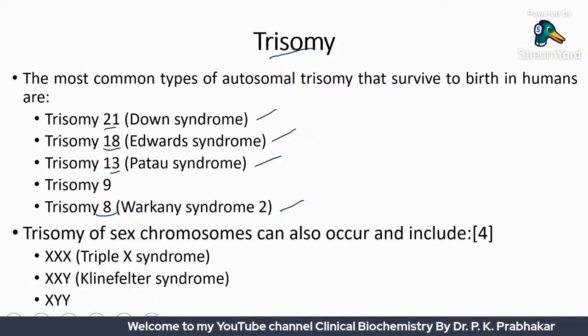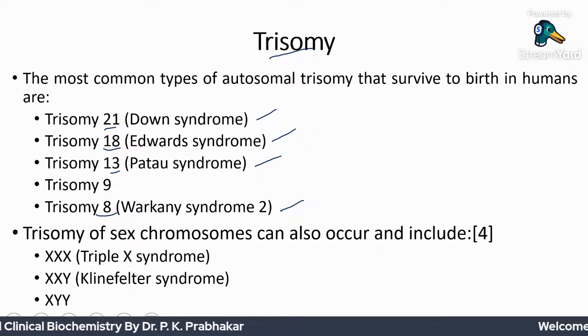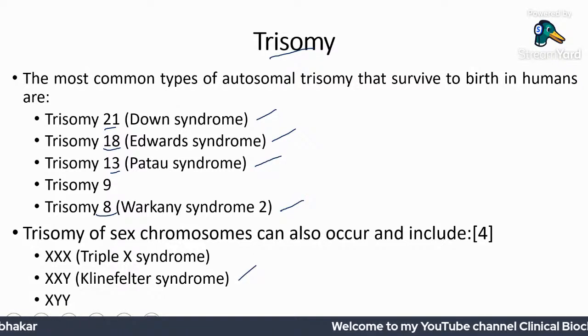Similarly, it can happen in the sex chromosomes also, like in place of double X it becomes triple X, or XY becomes XXY, that is Klinefelter syndrome, or XYY. These are the different trisomies of the sex chromosomes.